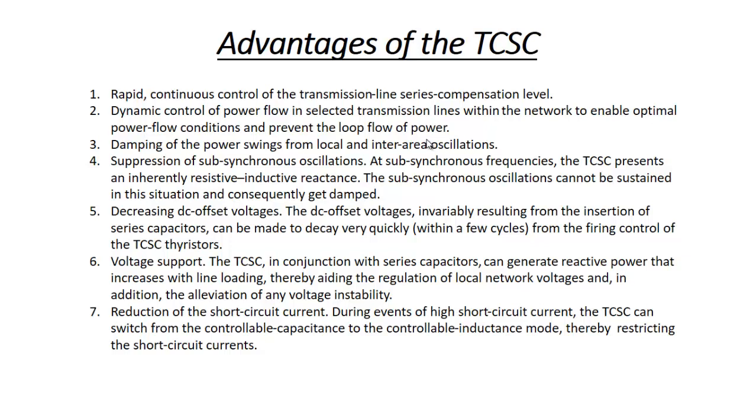Decreasing DC offset voltages. The DC offset voltage invariably resulting from the insertion of the series capacitor can be made to decay very quickly, within a few cycles, from the firing control of the TCSC thyristors. So by controlling the alpha, or we can say the firing of the thyristors, this DC offset voltage can be minimized.